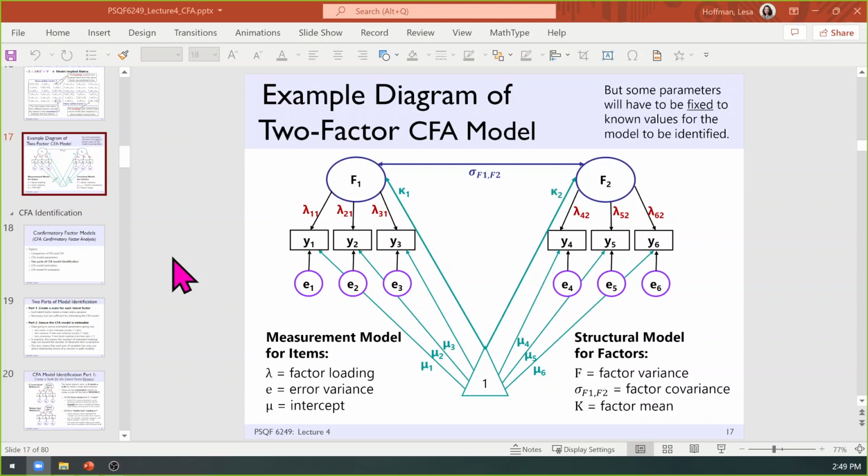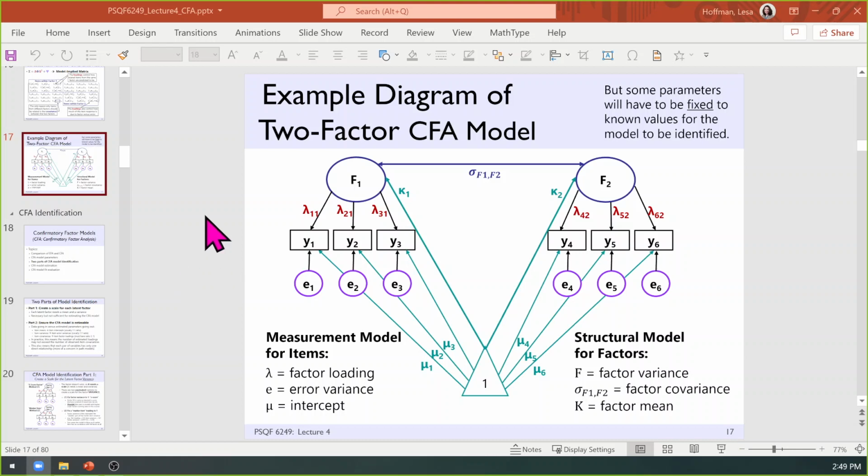Okay, so big picture. Loadings, their job is to recreate covariances. Intercepts are to recreate item means. Error variances for the items are to recreate the rest of the item variance that the factor wasn't getting. That's the big picture.